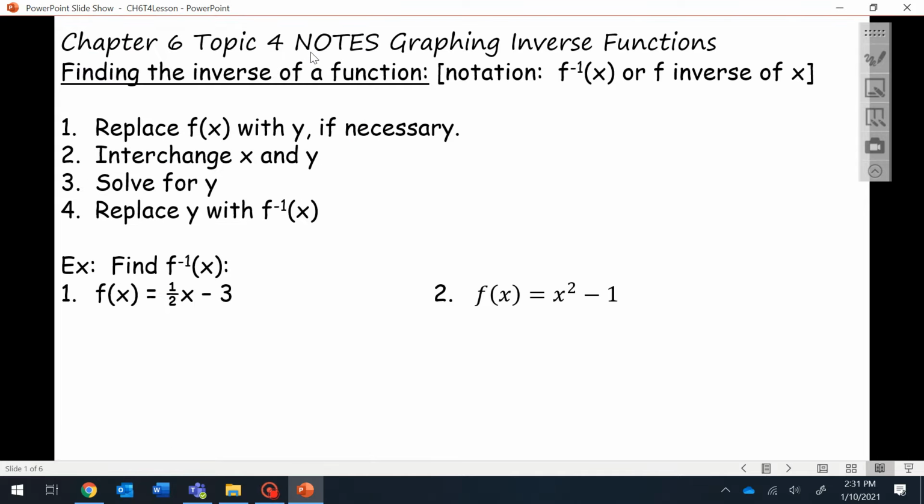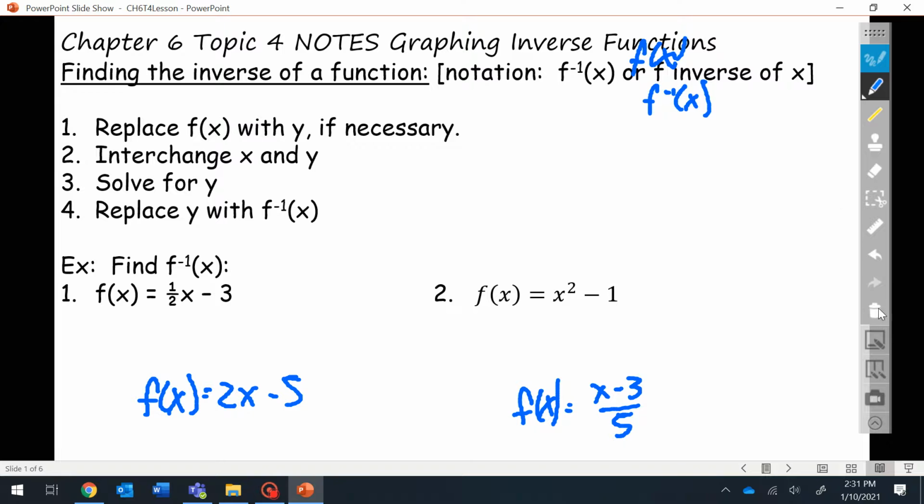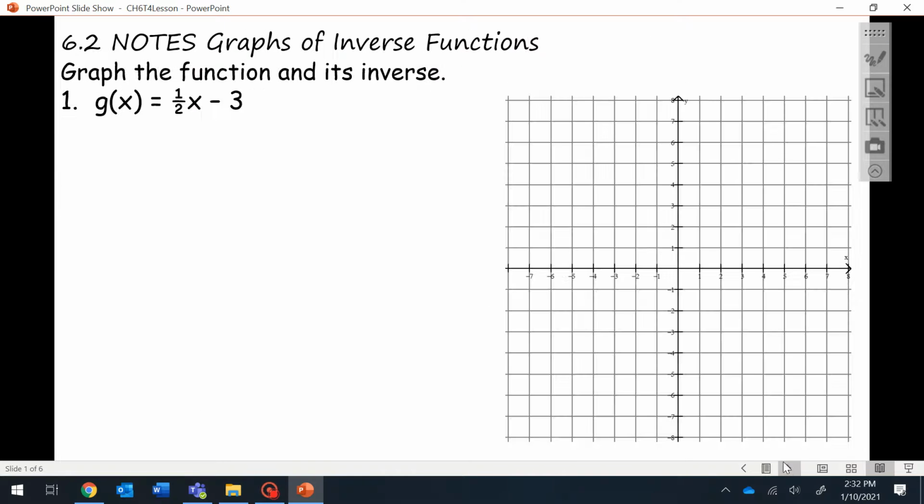Alright, today we're going to look at some more problems with inverse functions. Then we're going to look at how to graph an inverse function. So first we're going to take a look at these two examples, number 1 and number 2.